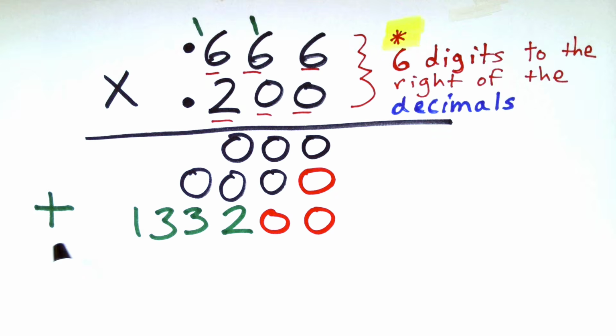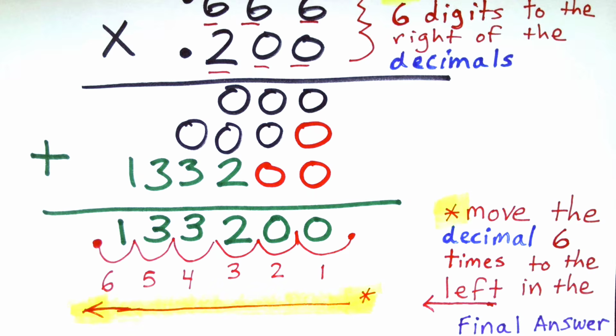Now, I'm going to add all of these digits. They're all lined up nice and pretty. I'm going to add them up. And what do I do with my final answer? If I've got 6 digits to the right of the decimal, what am I going to do? All right, you said move your decimal to the left 6 times. You're absolutely correct, right? So there were 6 digits to the right of the decimal. In our final answer, we're going to show the invisible decimal here and move it 1, 2, 3, 4, 5, 6 times to the left before we can give our final answer. 6 times to the left.